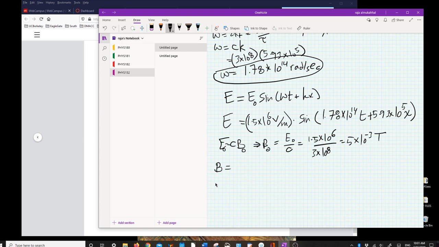I got everything. So this is the B naught, so all I need is just to plug it in here, and everything else the same. So you will get something like 5 times 10 to the negative 3 sine, and again same stuff. Okay, and there we go. That's how we solve this problem. Okay, let me move on to the next topic.